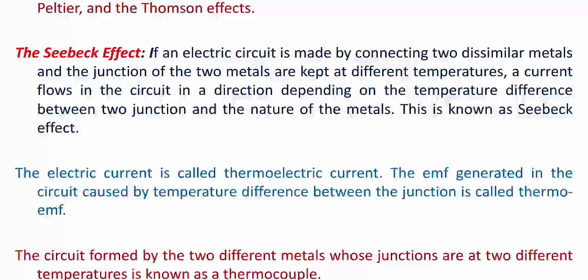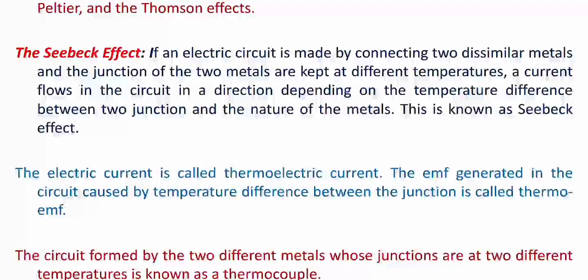For a single metal, if you think of iron and give a temperature difference between two ends, there will be no flow of current through the circuit. But if iron and nickel, or iron with cobalt, two different metals, are connected in a circuit, they form a thermocouple. This is called a thermocouple because the temperature difference generates electricity in the circuit.